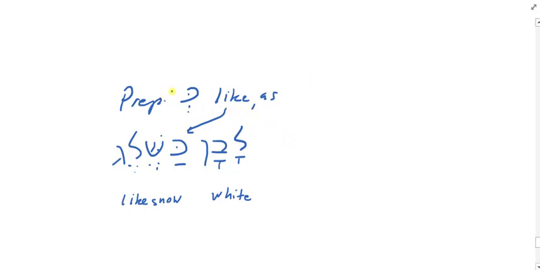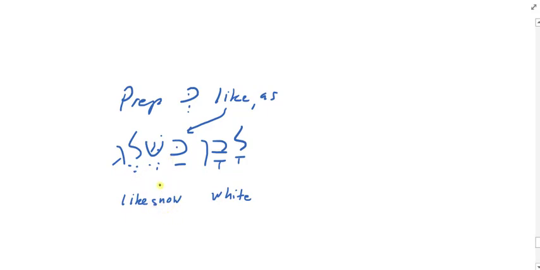But you already know this. We've talked about the inseparable prepositions, and kaf can be rendered as like or as. And so here I have an example of the adjective lavan, which means white, lavan, and then ka-sheleg, like snow.